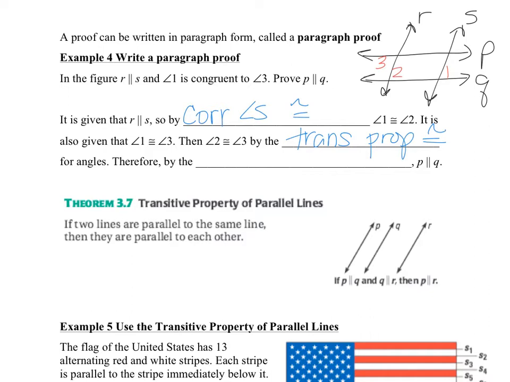Therefore, by what converse is P parallel to Q? That would be the alternate interior angles converse. And you have to make sure you write the converse or it will be wrong.